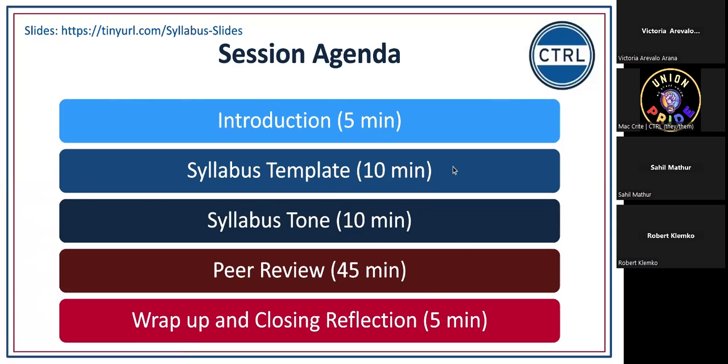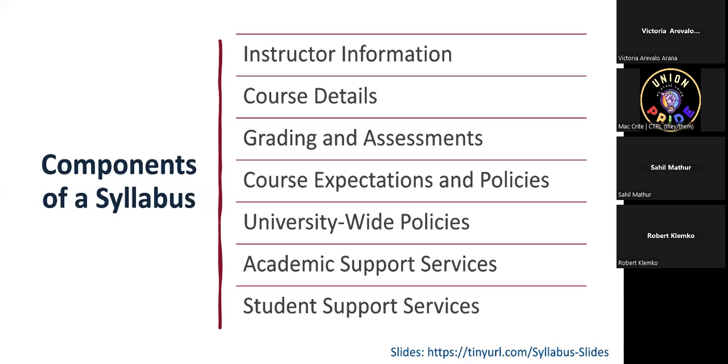So we'll talk a little bit about AU's syllabus template, which gives you a sense of some of the key things that we think are important to include in the syllabus. And Sahil will talk a little bit about syllabus tone and the research around something called a warm tone and how that helps invite our students into our syllabi and into our classes. Then we'll have that big peer review portion and then just do a quick wrap up.